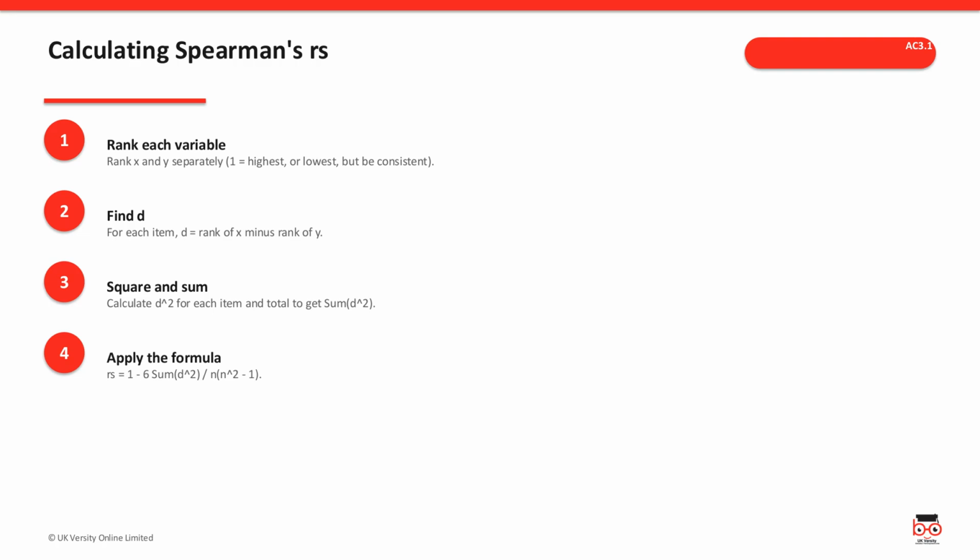Rank each variable separately, deciding whether 1 is the highest or the lowest, but staying consistent. For each item, work out d, the rank of x minus the rank of y. Square each d and total them to get the sum of d squared. Then apply the formula: 1 minus 6 times the sum of d squared over n times n squared minus 1.